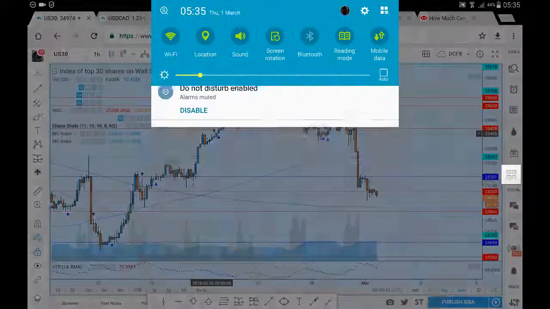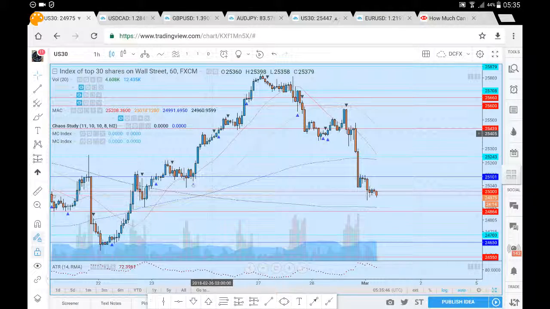So this US 30 analysis for Thursday, the 1st of March. Now, let's have a look at where prices are and where prices may likely go. So, previously we had price come up towards this 25,800.